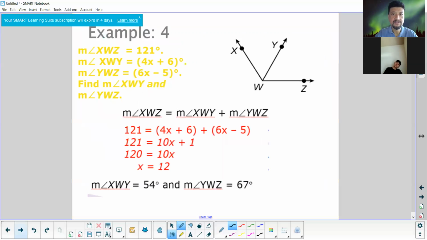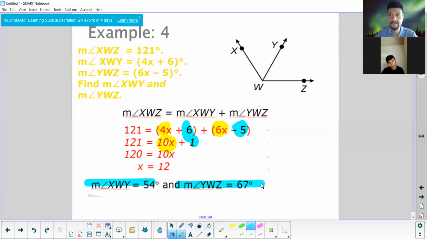Now let's go ahead and do the next one. This gives you algebraically how they do it, and even solves it for you. All they did is combine like terms. So you see 4x and 6x is 10x, and the 6 and negative 5 is a 1. And then afterwards, once they solve for x, they got the values. Okay, all right, good. Let's do the next one.